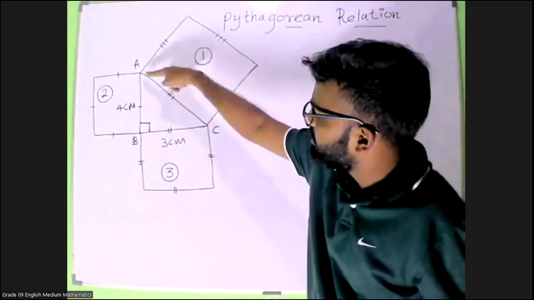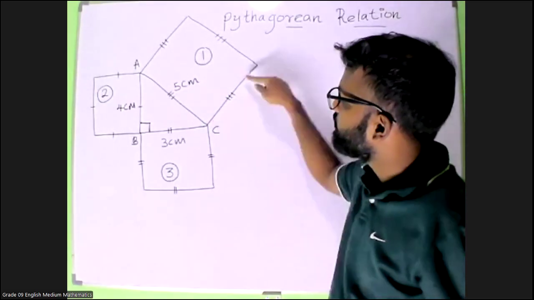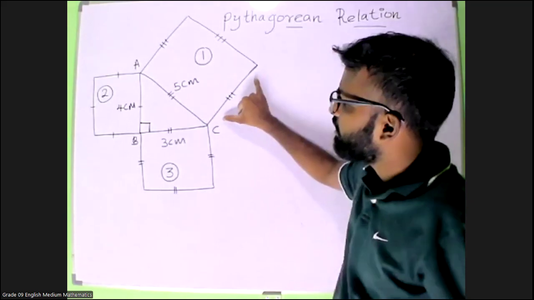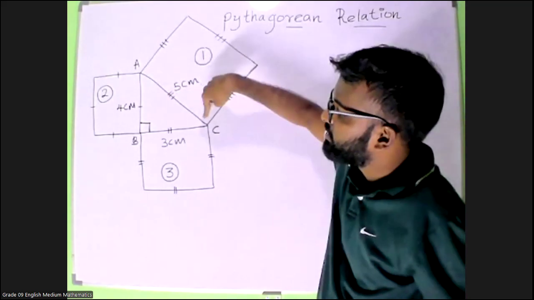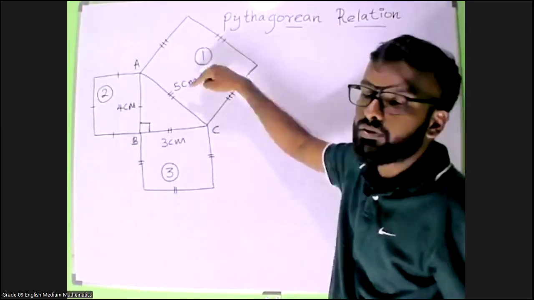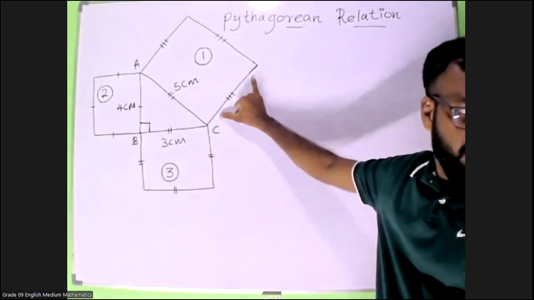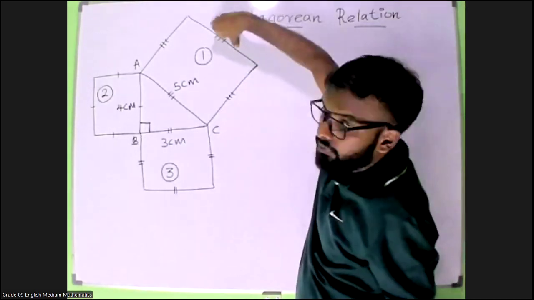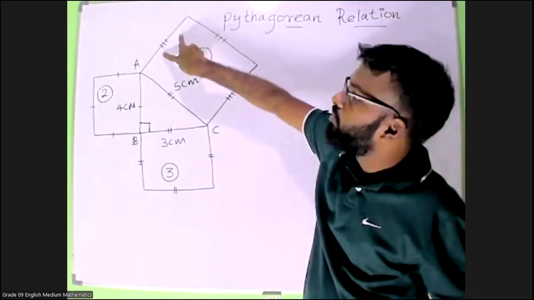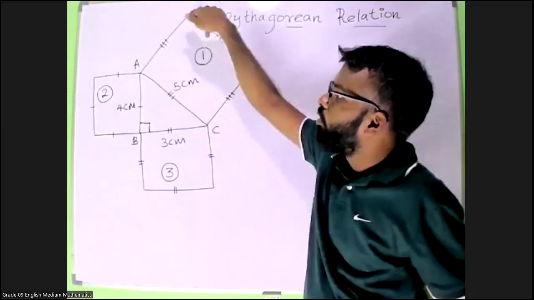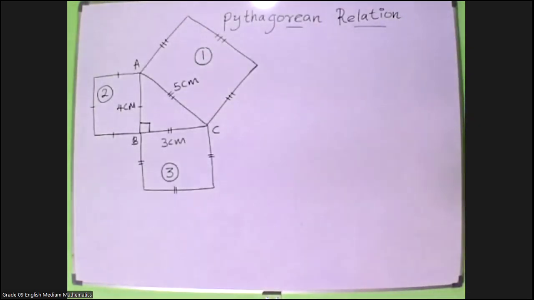If this AC is 5 centimeters, can you tell me the length of this side? This one? This is the square. The length of this side is 5 centimeters. What would be the length of this side? 5 centimeters. This side? 5 centimeters. Yes. All are 5 centimeters. Right. Okay. Now, good.